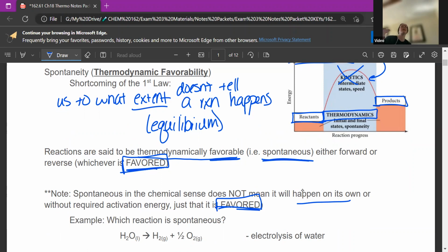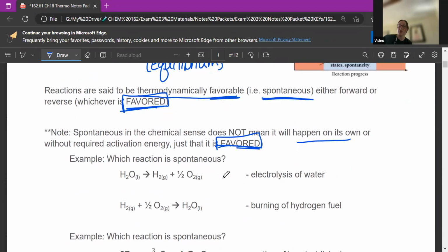For example, if you light something on fire, it might need activation energy to get going, but after that, it is going to give off heat. It's going to continue by itself. So it does need activation energy, but it is favored to react. Okay, so I'm going to look at two different processes.